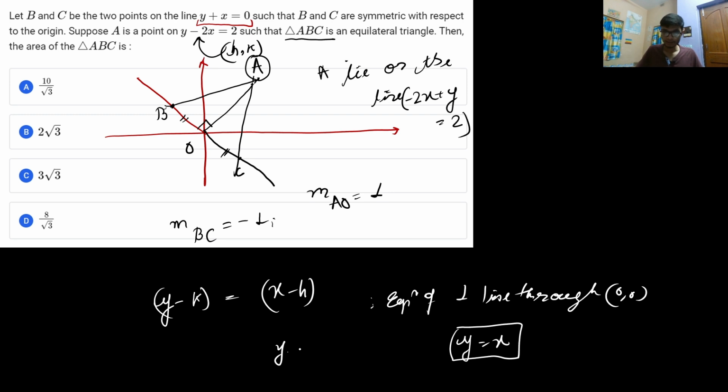The perpendicular line passing through the origin is x = y, and A also lies on the line y = 2x. So from the intersection of both, I'll get the coordinates of A. If I solve for y = x, I will get x = -2, and y = -2.